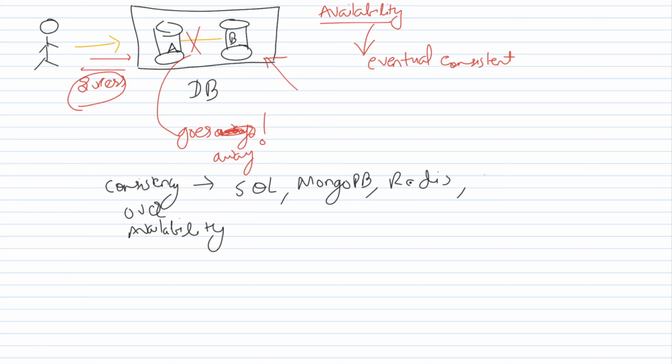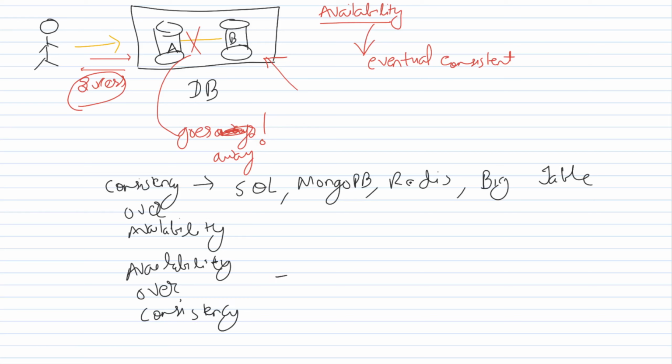We have Google's Bigtable doing the same. And those who support availability over consistency, then we are talking about Amazon's DynamoDB, which is a very famous database provided by AWS. So you have AWS DynamoDB, and Cassandra also lies in that category. And then you have CouchDB as well, that supports availability over consistency, right?